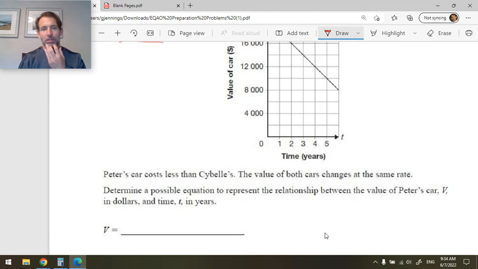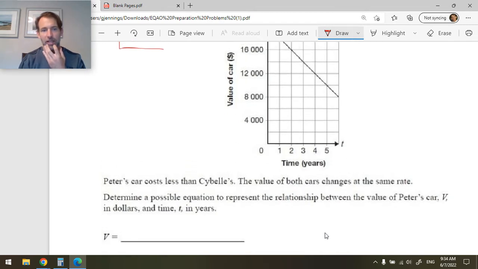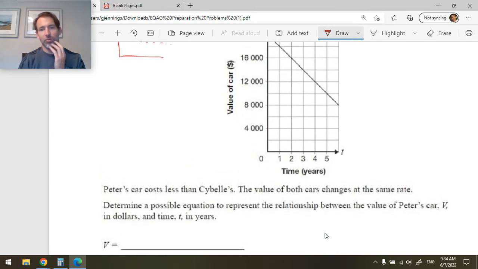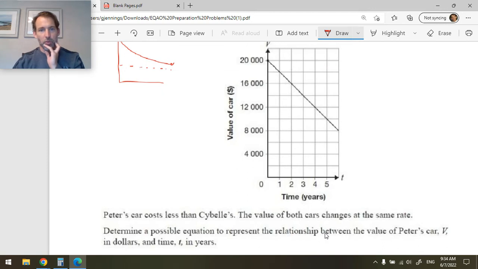Okay, let's see. So Peter's car cost less than Sibel's, and the value of both cars changes at the same rate. Determine a possible equation to represent the relationship between the value of Peter's car V in dollars and time t in years. Okay, so here's what we want. We want his car to start at a lower value. I am going to pick $16,000 because that gives me convenient grid points to go through.